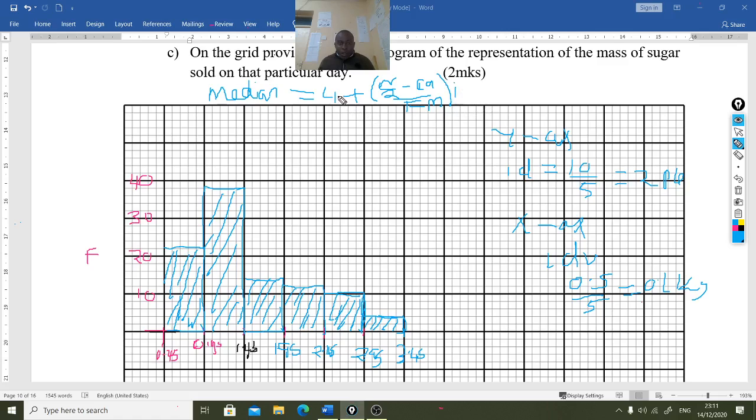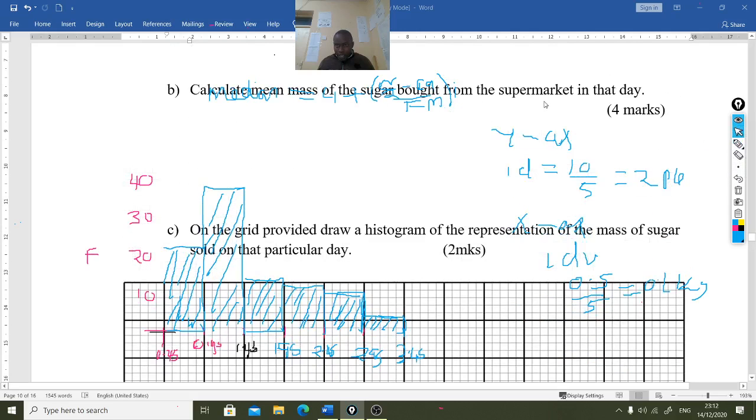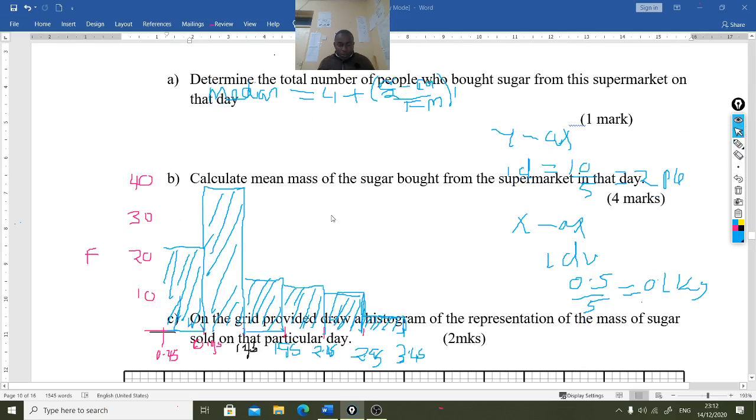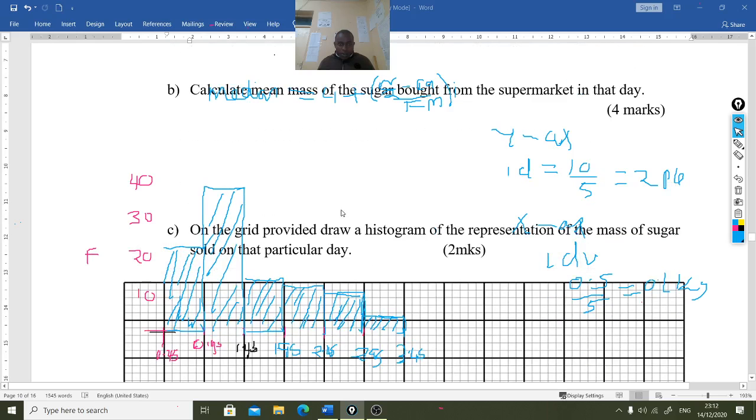So for the median class, half of 100 is 50. Where does the cumulative frequency of 50 lie? If you go back to our table, you will see where it lies. 50 will lie where?